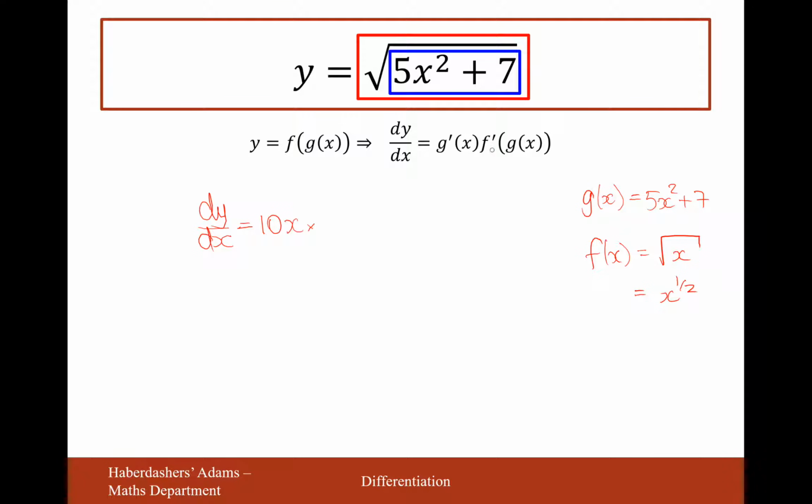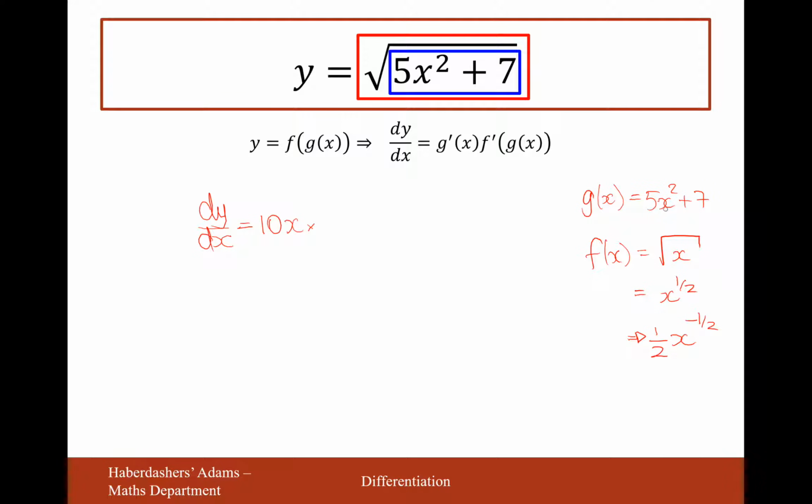Then it's multiplied by the derivative of the f function. Now the outside function is the square root. And how do we differentiate this? Well, it's the same as year 1 differentiation. You bring the power to the front and reduce the power by 1. So it's a half x to the power of minus a half. We've brought the half to the front and then taken away 1 from the power, so it's now minus a half. But it's not just this function, it's this function of the g function.